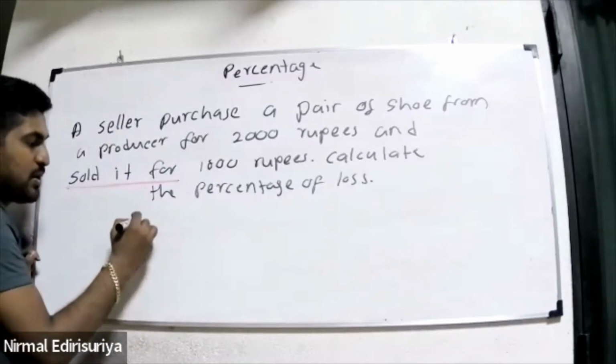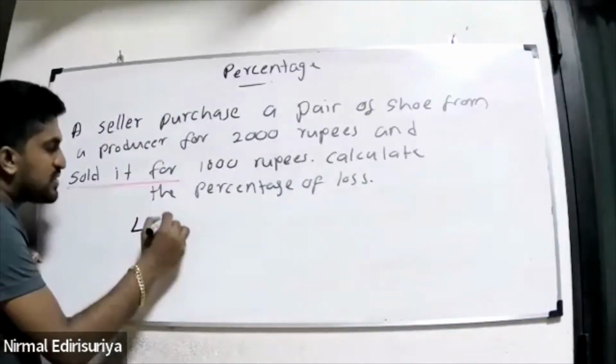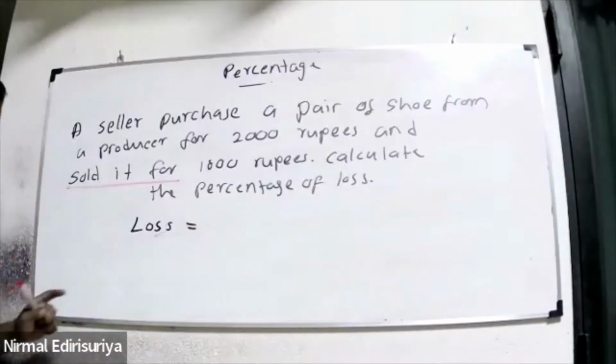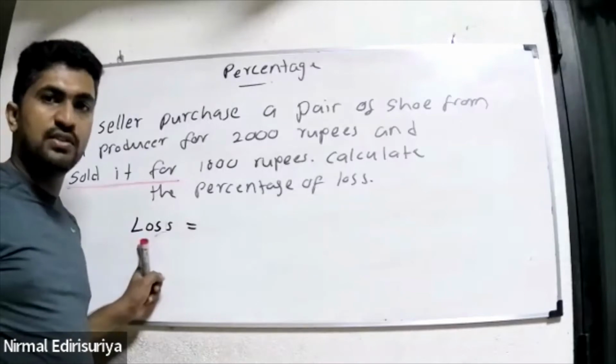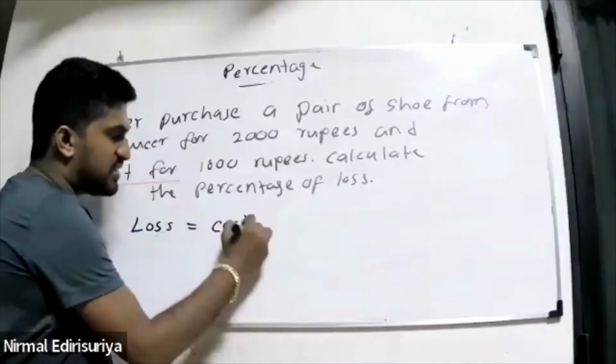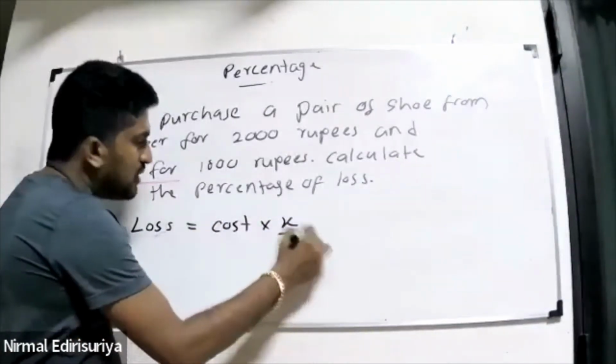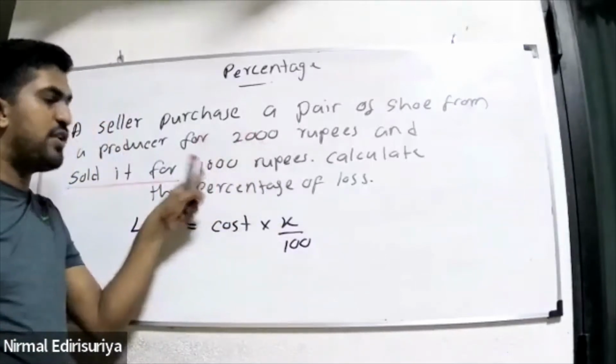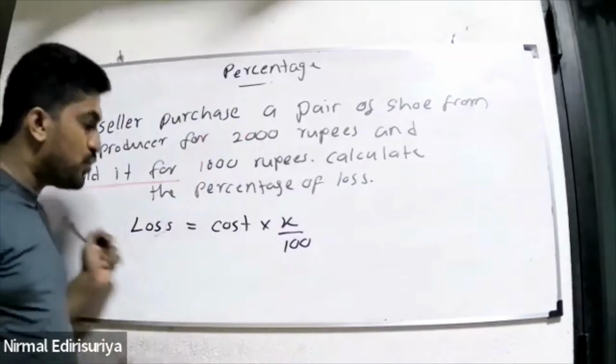Here it is not profit, it is loss. Equal in the same way, cost into x over 100. Tell me, how much is the loss? Purchased that for 2,000, sold that for 1,800. 200. 200 is the loss.